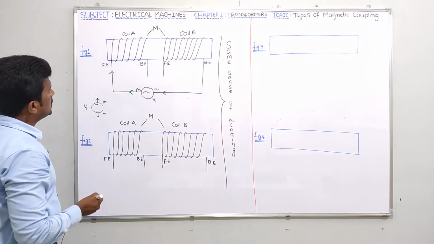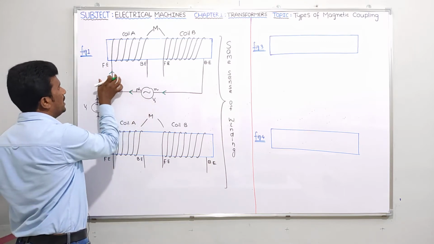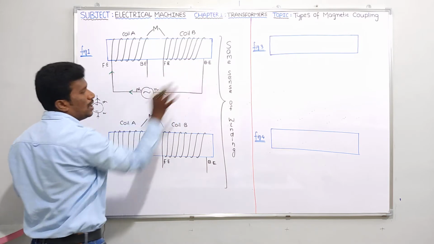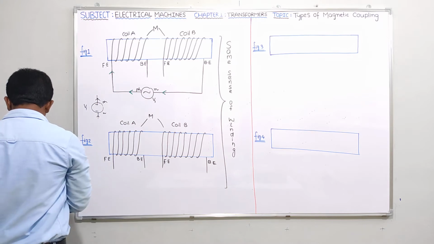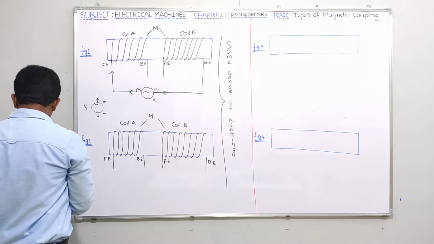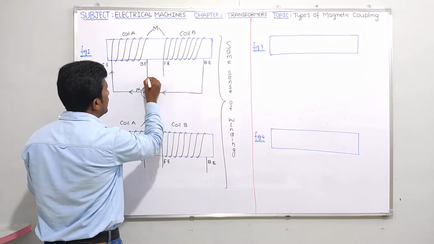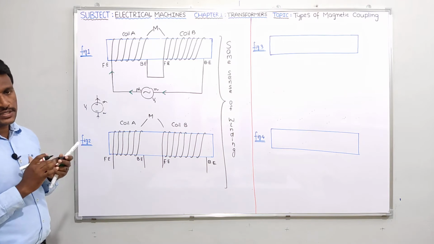Now tell me guys, in this coil A, I just connected a source between the front end of coil A and the back end of coil B. And let me connect the back end of coil A and the front end of coil B like this. Okay, this is the first case.